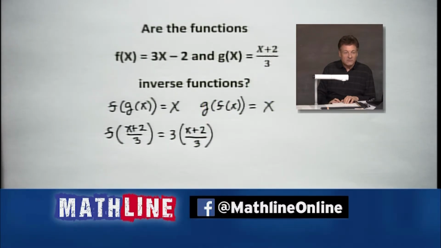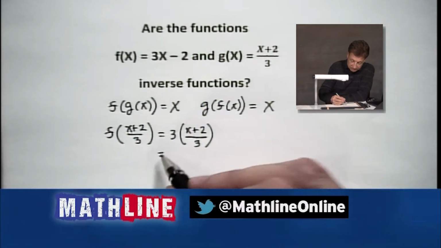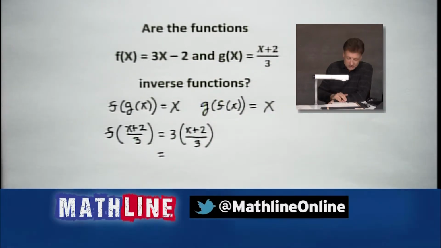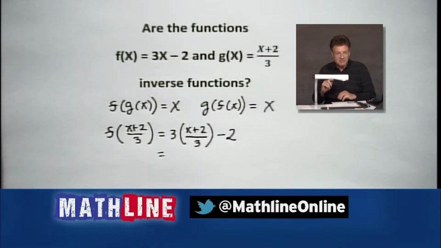And what do we want to go from there? That's it, isn't it? That's all we got to do? Looks pretty easy, doesn't it? So let's see what that does. Well, it looks like we're going to have 3 times, oh, we got a minus 2, don't we? Don't forget that. That's part of the function. We got to put that minus 2 on there.